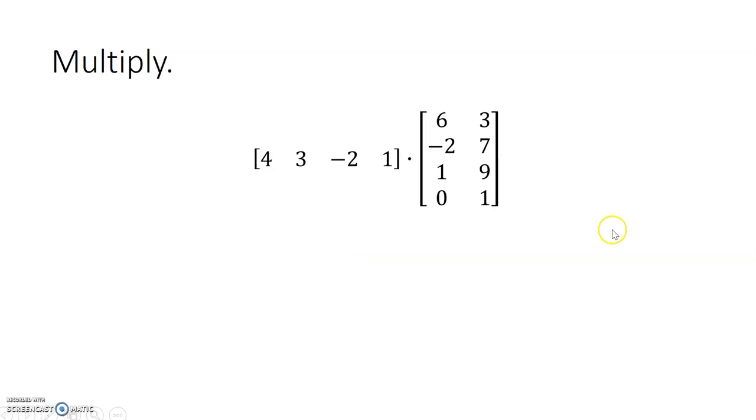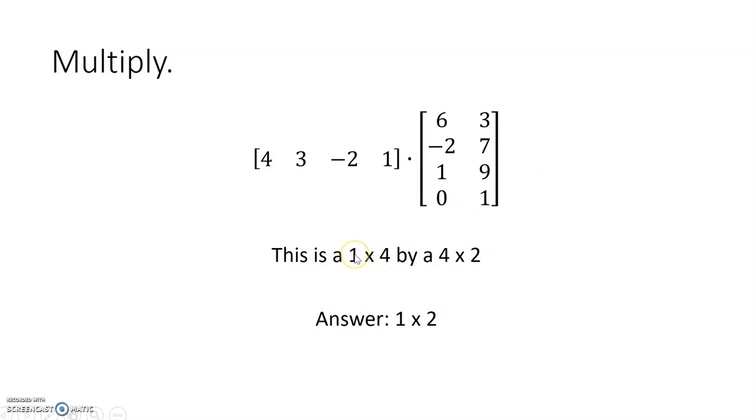Trying another example. So again, I like to start with the dimensions. This one has 1 row, 4 columns. This is a 1 by 4. And then this one has 4 rows with 2 columns. So this is a 4 by 2. So I can do a 1 by 4 by a 4 by 2 because the inside numbers are going to be the same, and then my answer will be a 1 by 2.